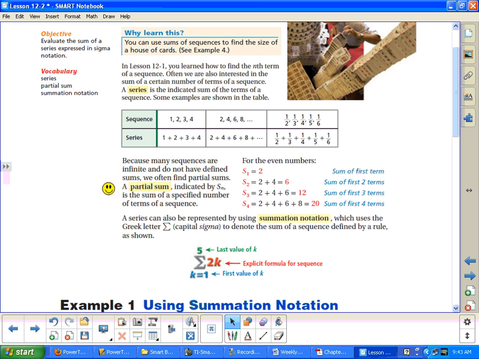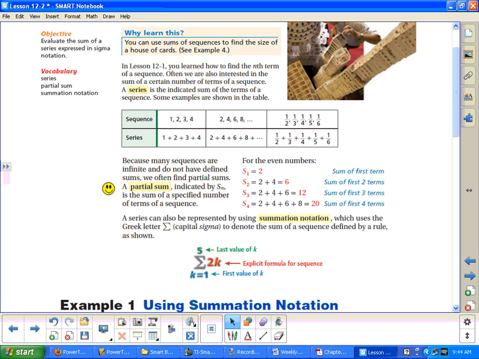So if you see S sub 1 or S sub 2, S sub 3, S sub 4, the subscript number there tells you how many numbers you're going to add. If there's a 1 there, I'm only going to add one number up. That's pretty easy. If there's a 2 there, we're going to add 2 numbers. A 3, we're adding 3. And a 4, we're adding 4 numbers.